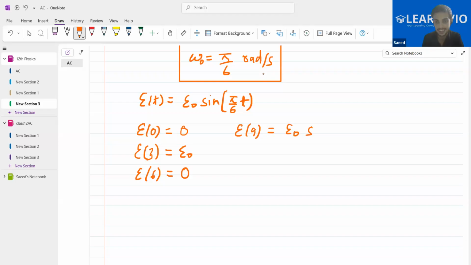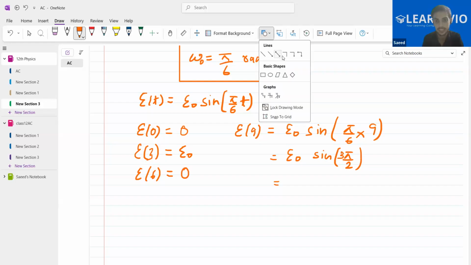Let me write this. Pi by 6 into 9. We'll cancel it out. E naught sine of, 3 twos are 6 and 3 threes are 9, so 3 pi by 2. What is the value of sine at 3 pi by 2? It will not be root 3 by 2.